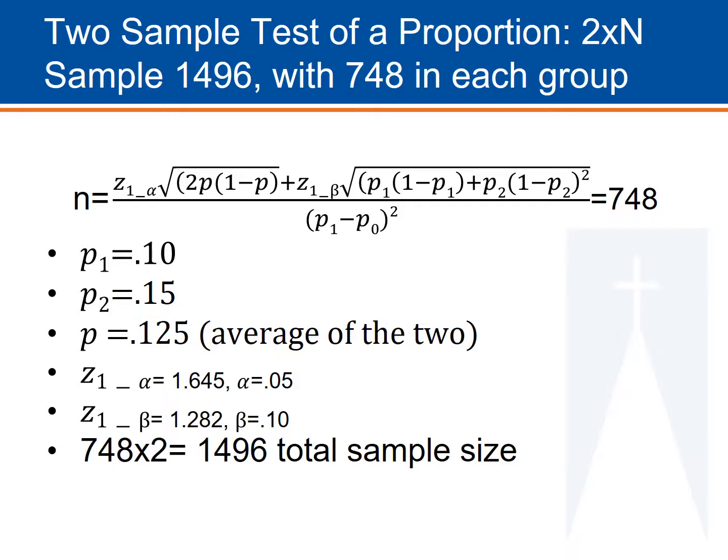So that means for a two-sample comparison, you need 1,496 of total sample size. That is 748 in each of your two groups.